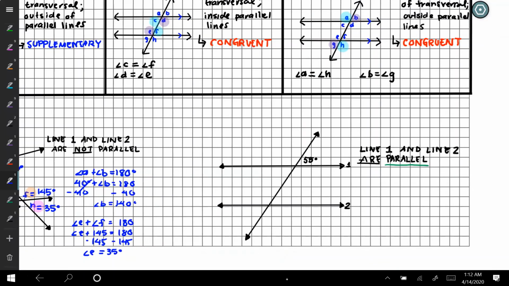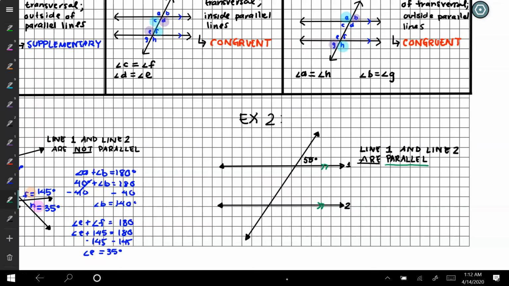Alright, so now we're going to look at example 2. And example 2 is a little bit different. Here, the problem tells us that line 1 and line 2 are parallel. If the problem itself doesn't explicitly say that they are parallel, you can also look for these arrows. And if they're pointing the same way or they have the same number of arrows, that means that the lines are also parallel. So now we're going to use our transversal angle properties to solve for all of our angles.